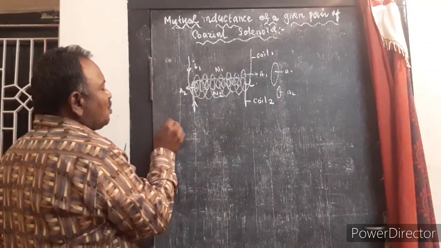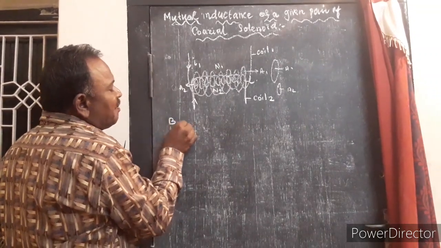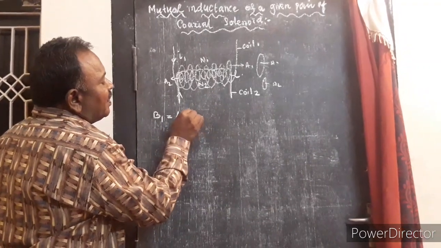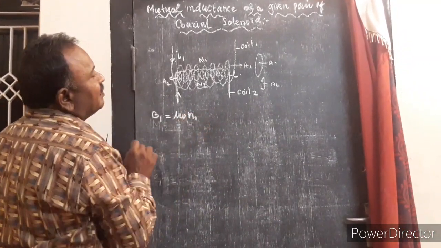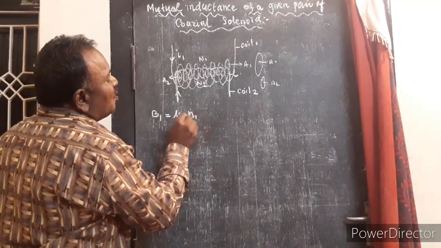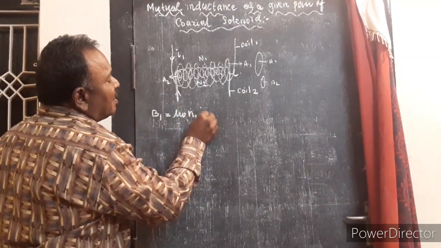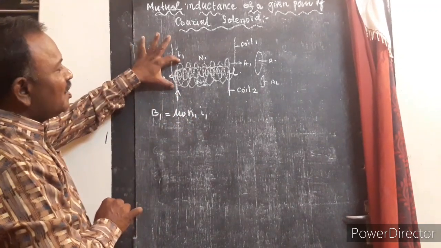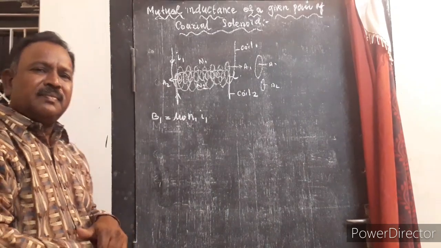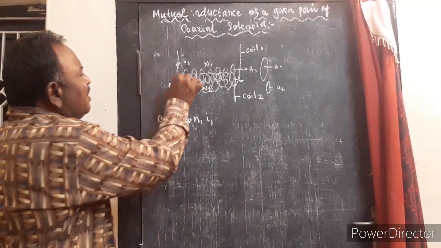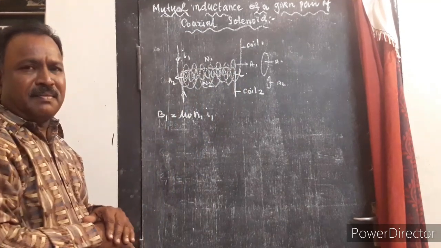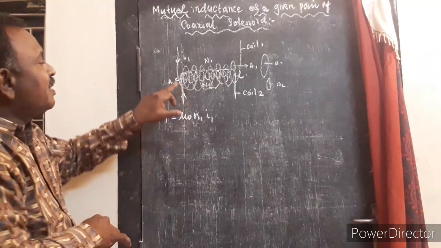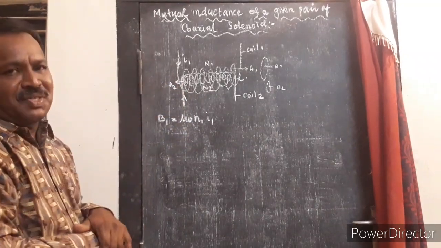When current I1 flows through it, it will produce a magnetic field B1. B1 is equal to mu naught n1 I1. So this is the magnetic field produced by the larger solenoid. In this magnetic field, the smaller one is located. So every turn of the smaller solenoid has flux linkage.